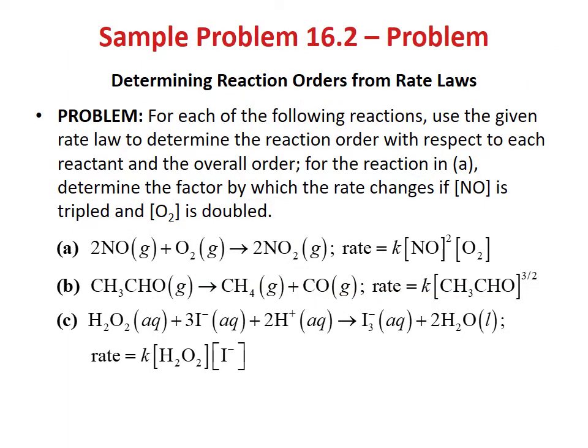Sample problem 16.2. For each of the following reactions, use the given rate law to determine the reaction order with respect to each reactant and the overall order. For reaction A, determine the factor by which the rate changes if nitrogen monoxide is tripled and oxygen is doubled.